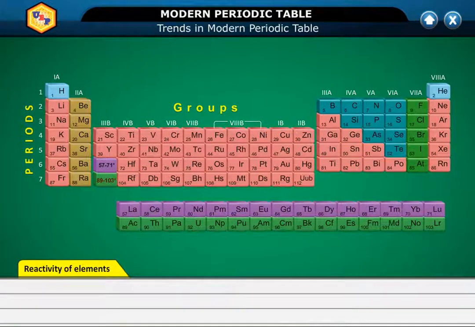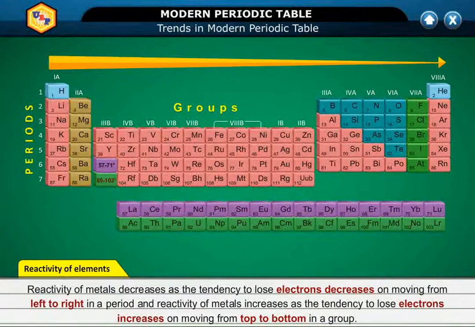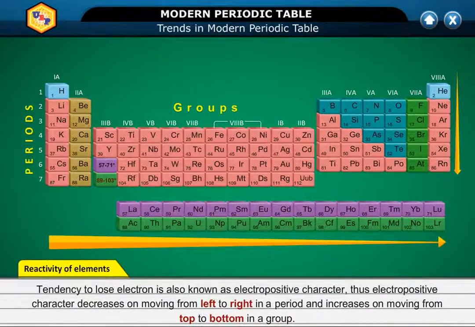Number 5. Reactivity of elements. Reactivity of metals decreases as the tendency to lose electrons decreases on moving from left to right in a period, and reactivity of metals increases as the tendency to lose electrons increases on moving from top to bottom in a group. Tendency to lose electrons is also known as electropositive character. Thus, electropositive character decreases on moving from left to right in a period and increases on moving from top to bottom in a group.